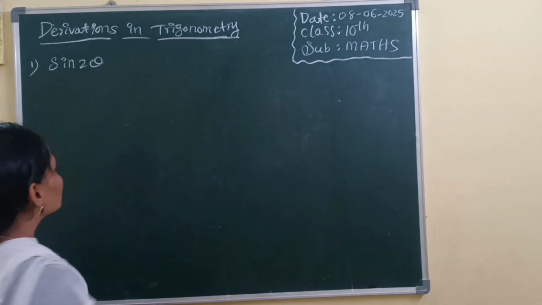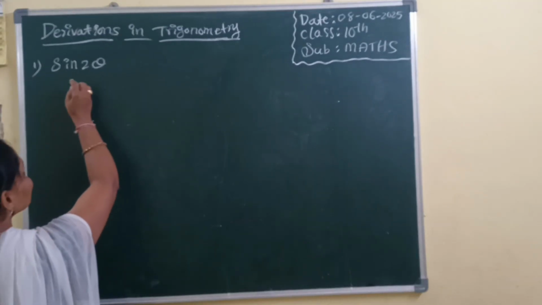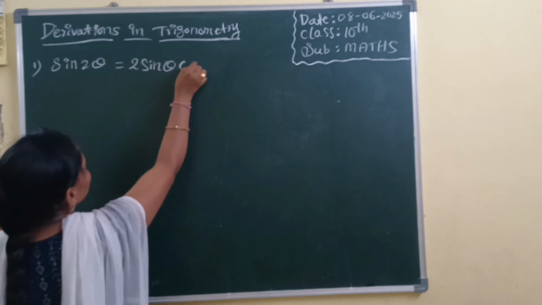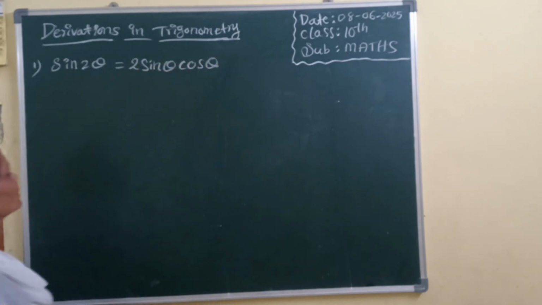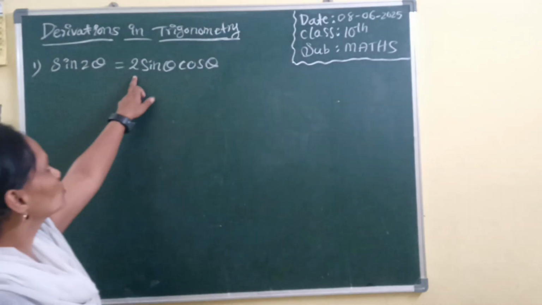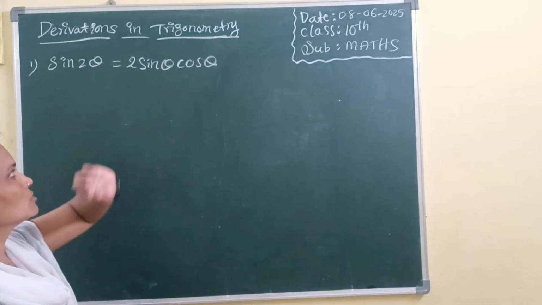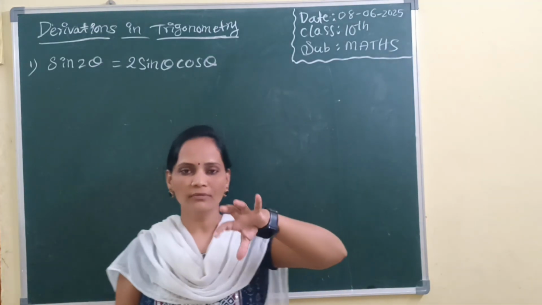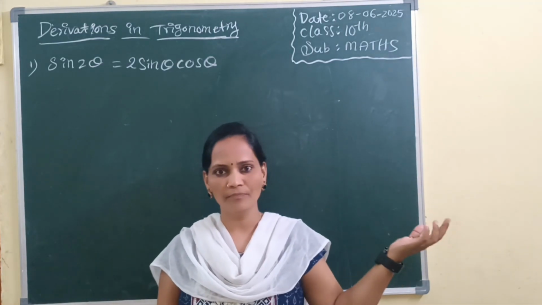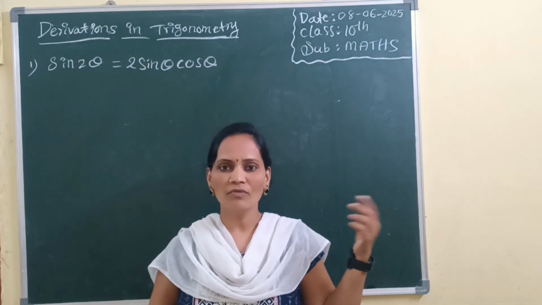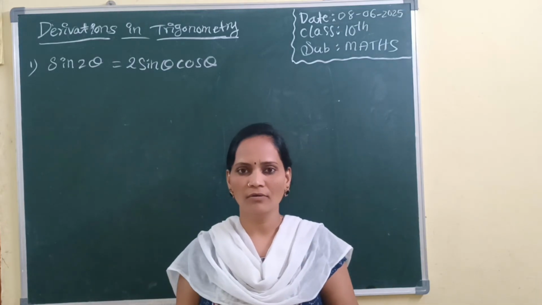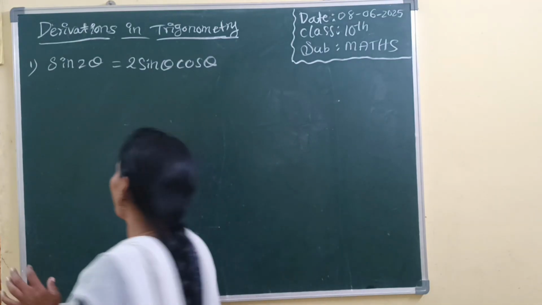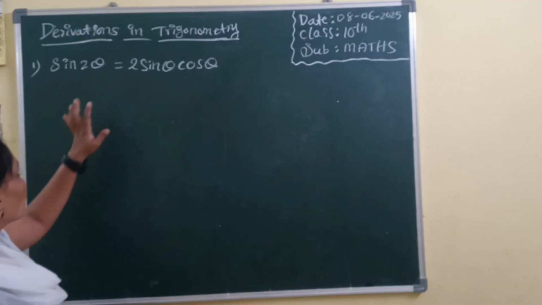So first let us see what is the formula for sin 2 theta. So 2 sin theta cos theta. Yes, we are writing sin 2 theta is equal to 2 sin theta cos theta. We are using the formula in the given questions. Wherever a suitable question comes, we will apply this formula. So here I am going to derive how it will come.